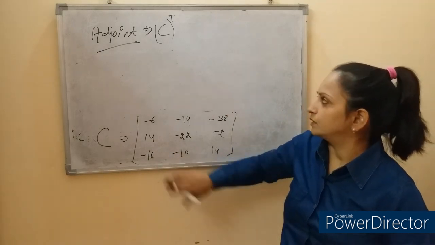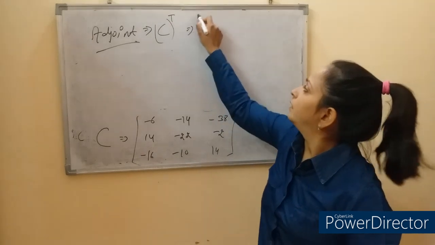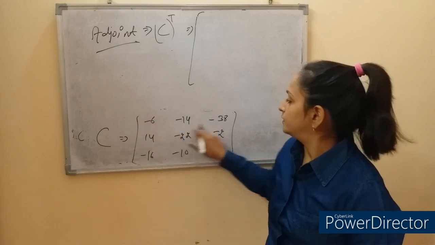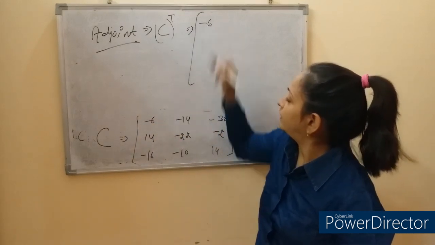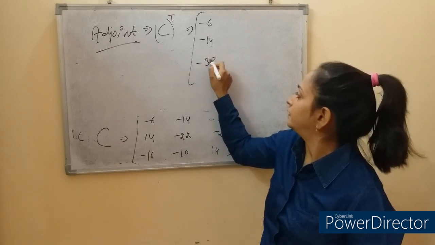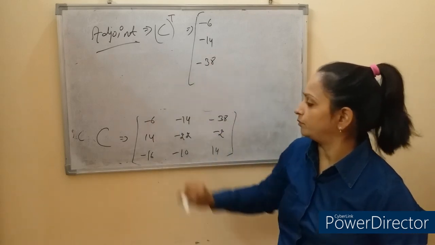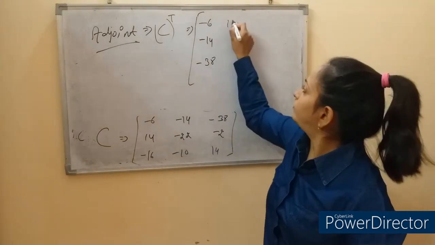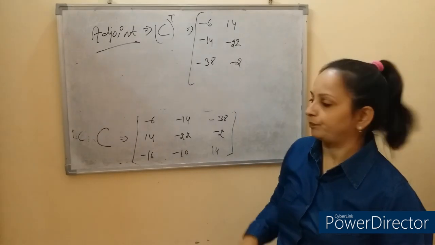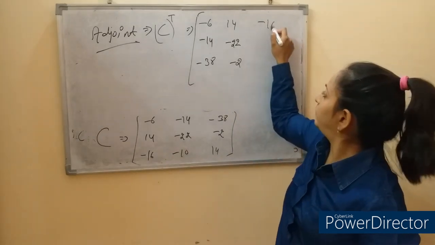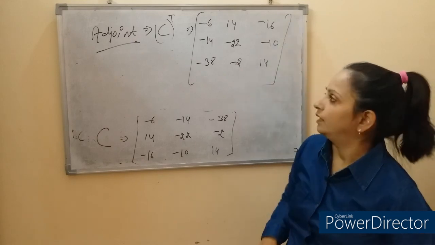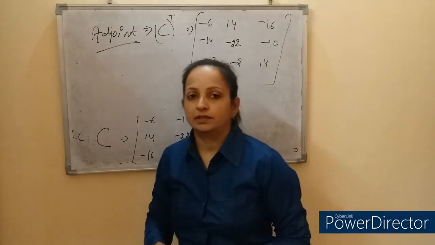So if I am going to transpose this matrix, what will I get? I am just selecting my first row and making it my first column, that is -6, -14 and -38. So this first row is my first column now, and the second row will say 14, -22 and -2. Now the third row will become my third column, -10 and 14. Okay, done. So this is called the adjoint.